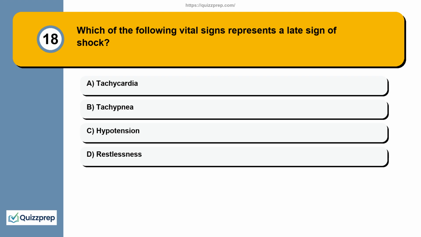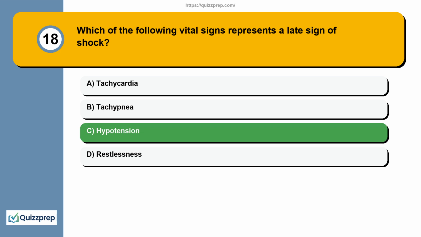Question 18. Which of the following vital signs represents a late sign of shock? Here are your options. Option A: tachycardia. Option B: tachypnea. Option C: hypotension. Option D: restlessness. The correct answer is option C: hypotension.